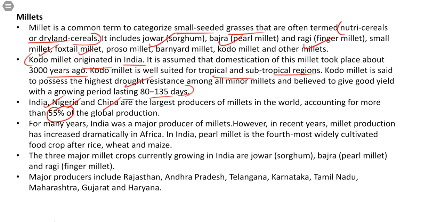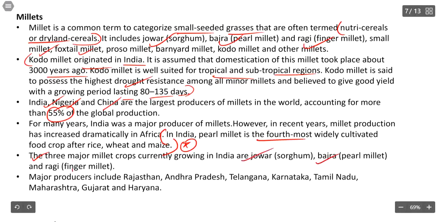In India, pearl millet is the fourth most widely cultivated food crop after rice, wheat and maize. First is rice, second is wheat, third is maize. This can be asked in prelims as a statement-wise question. The three major millet crops currently growing in India are jowar, bajra and ragi. The major producers include Rajasthan, Andhra Pradesh, Telangana, Karnataka, Tamil Nadu, Maharashtra, Gujarat and Haryana.